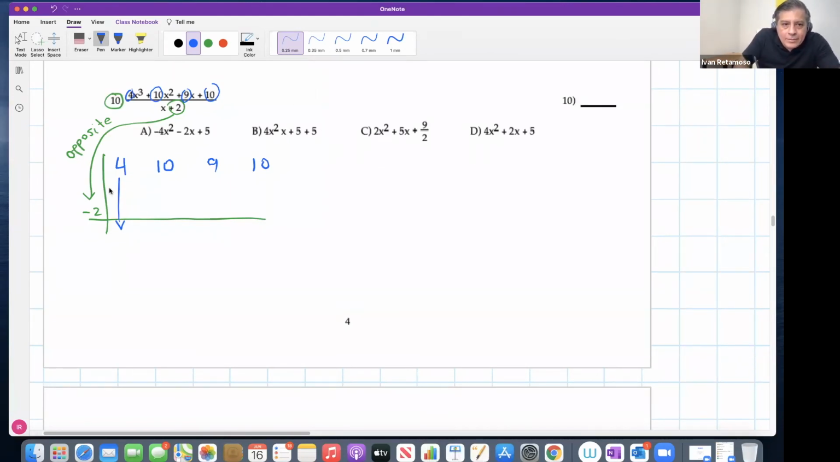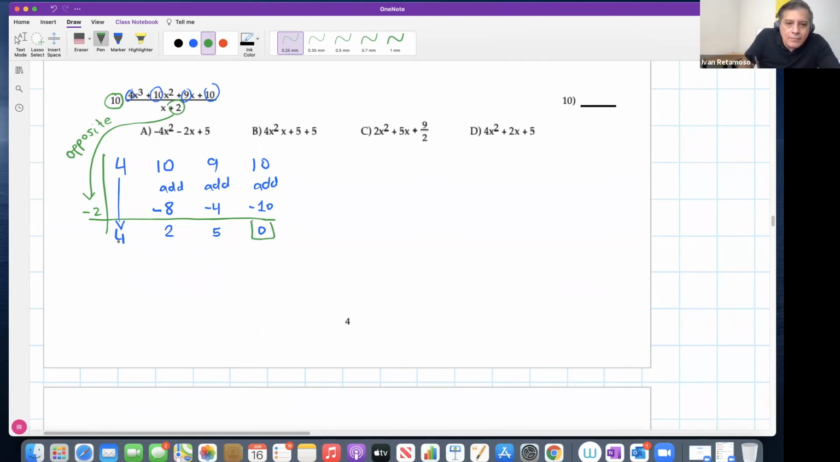Excellent, guys. So let's do it together. Look, 4 comes down as it is, 4, right? 4 times -2 is -8, and then you add these 2: +10 plus -8 is +2. Then you multiply again: 2 times -2 is -4. Add: 9 plus -4 is +5. 5 times -2 is -10. 10 plus -10 is 0. So this means that this division is exact because the remainder is 0.